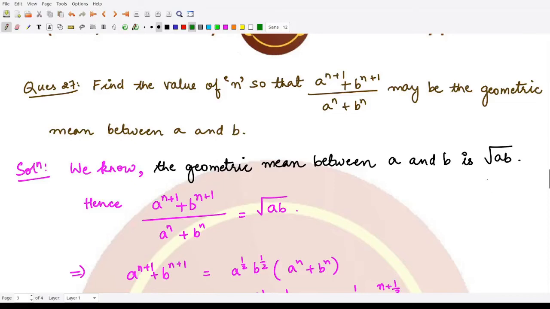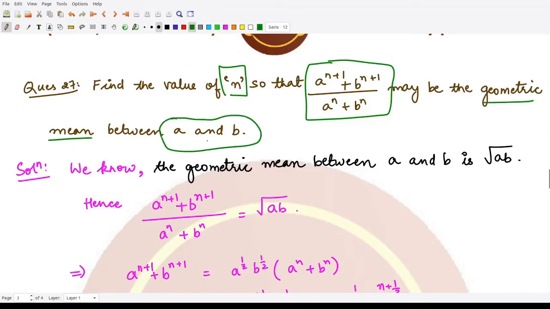In this video we shall be solving question 27 from exercise 9.3. The question says we need to find the value of n, the exponent here, such that this expression represents the geometric mean between the numbers a and b. Now this question is not as straightforward as other questions because many power manipulations are required.